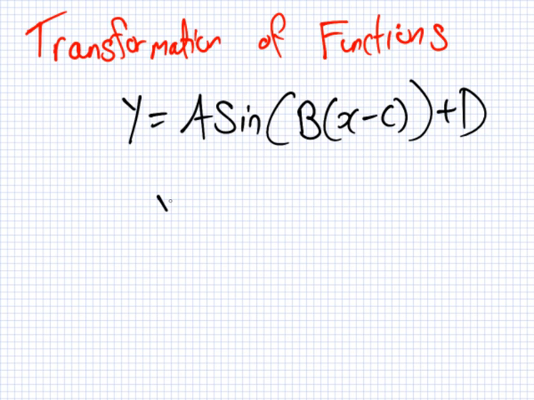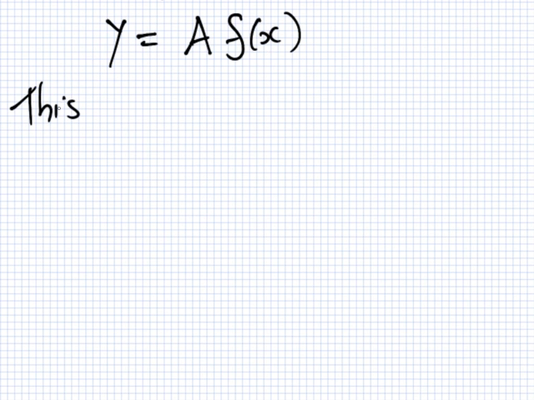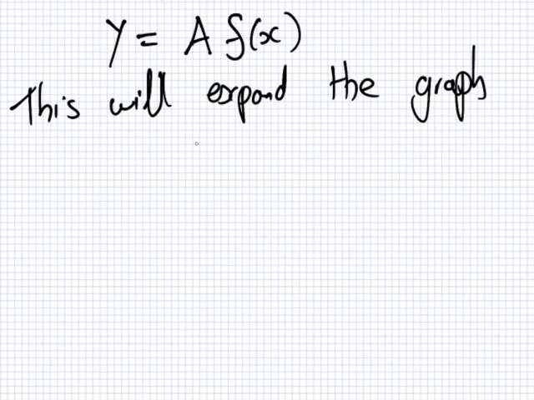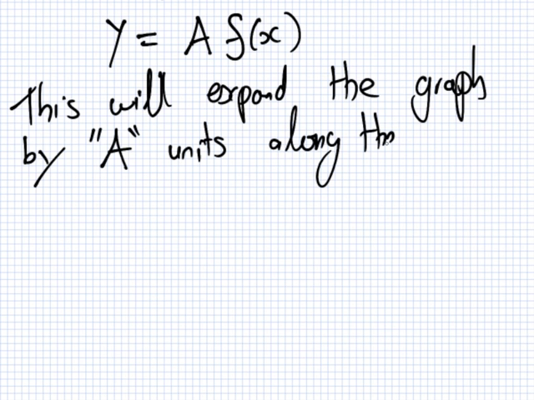So these rules work the same for any function, not just sine, cos, or tan. We just want to make it extremely clear what they do. So just to recap, if you multiply a function by a, now I need you to write these down because in the exam they often ask you to describe the transformation. We need to remember the definition of all of them. This will expand the graph by a units along the y-axis.